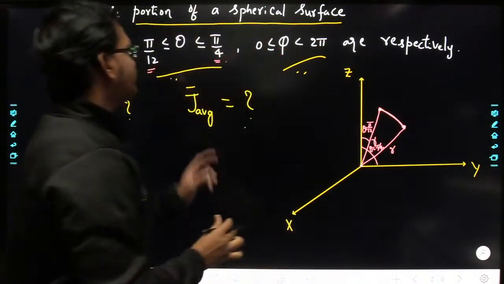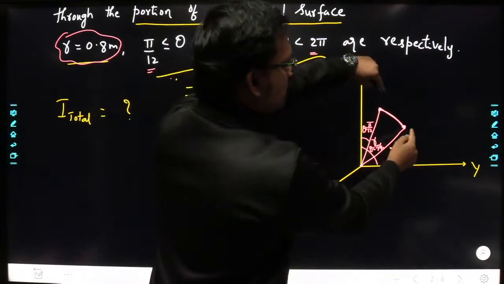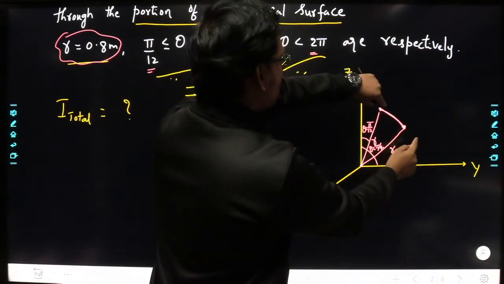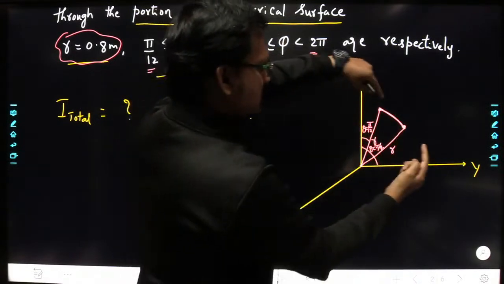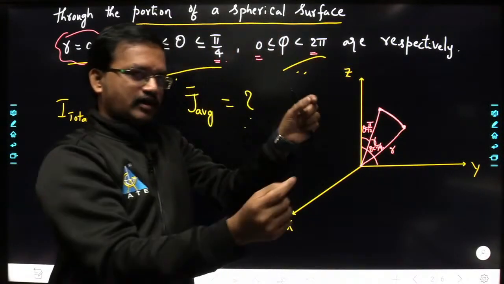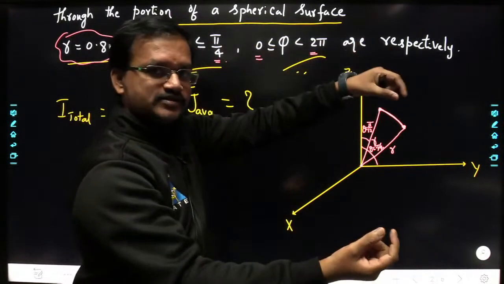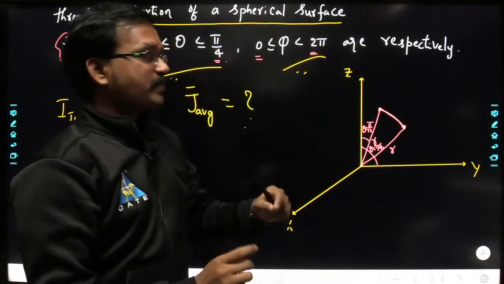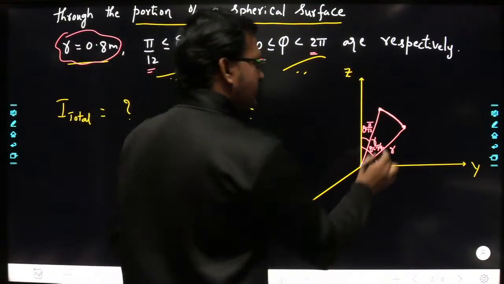Now phi is varying from where to where? 0 to 2 pi. So that means just rotate this arc 0 to 2 pi. That means complete one circle like this. Take the arc here and rotate it by 2 pi radians, or rotate it by 360 degrees. Understood? So then what are you going to get?